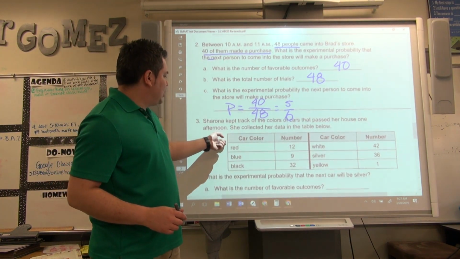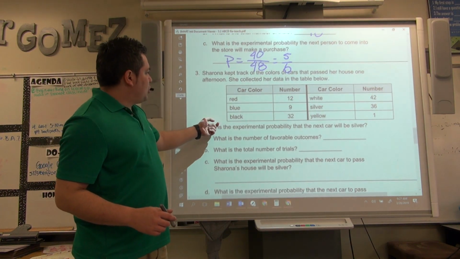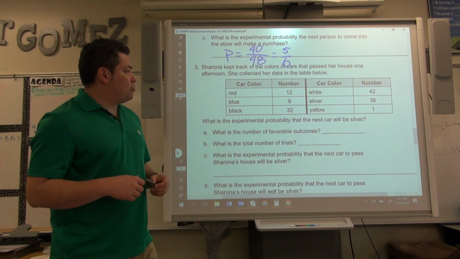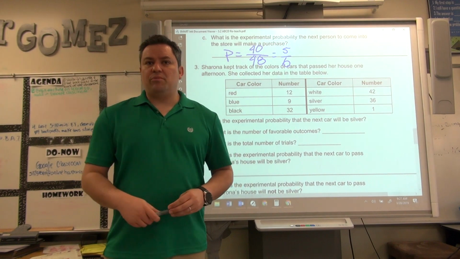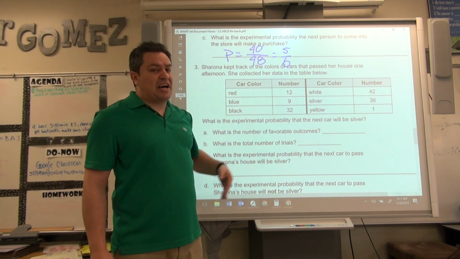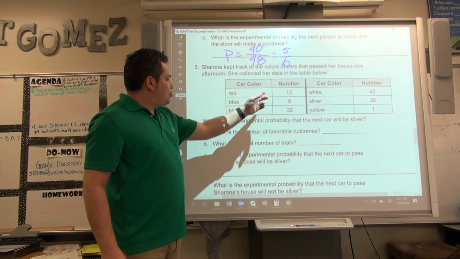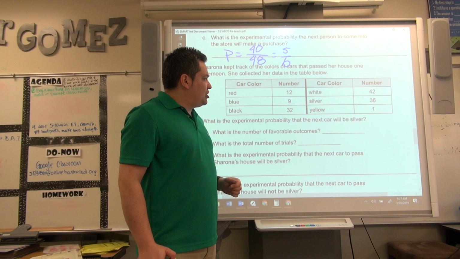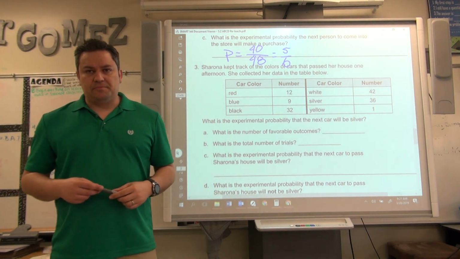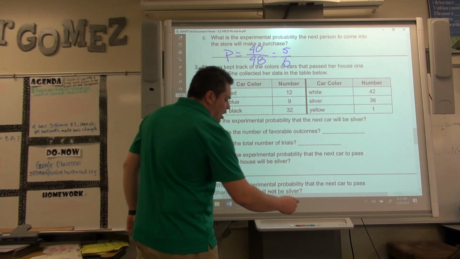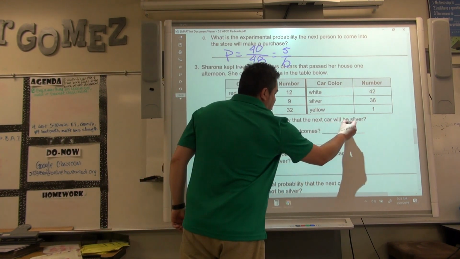Now another one, we have a little table. It says, Sharona kept track of the colors of cars that passed through her house in one afternoon, and she made a table of that. It says car color and how many of those passed by her house. Red 12, blue 9, black 32, white 42, silver 36, and yellow 1. It asks, what is the experimental probability that the next car will be silver?